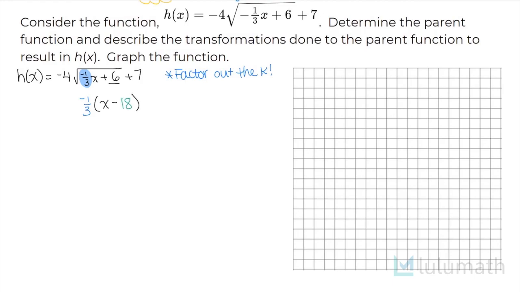Now, to make sure we did it correctly, let's go ahead and distribute and see if we end up getting this expression here. So -1/3 times x is -1/3 x, which is what we want. And then -1/3 times -18 is +6, which is what we want up here.